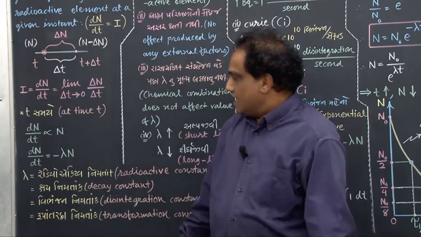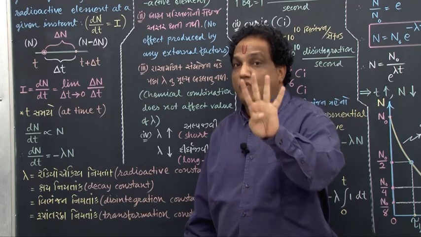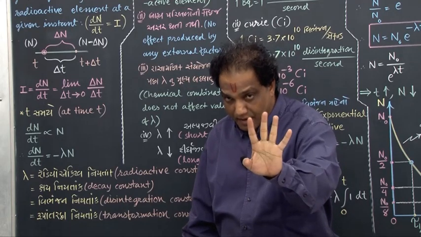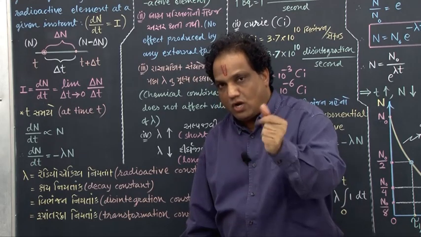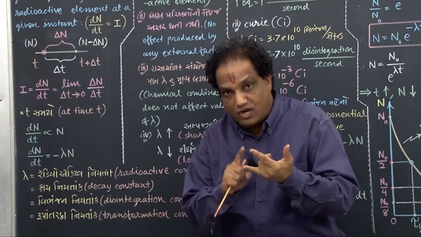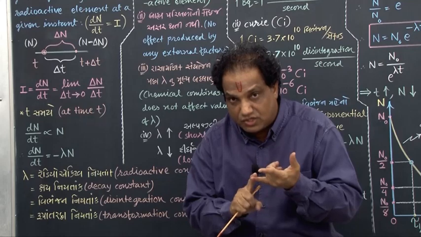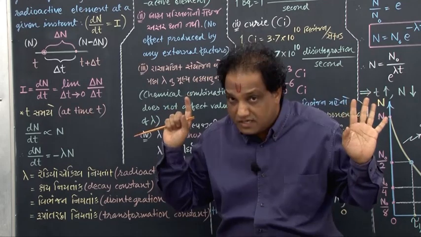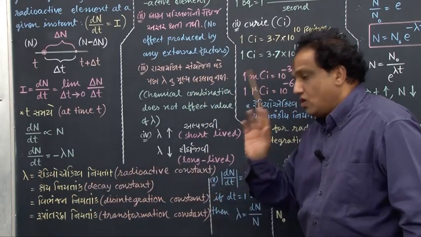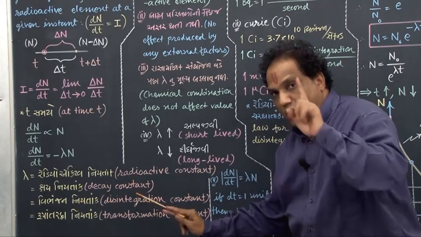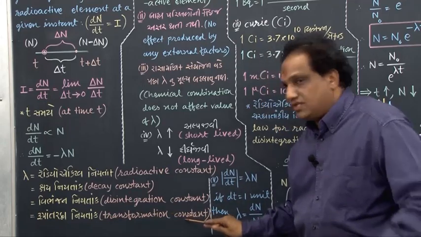That is why. Now this proportionality constant lambda, in physics we have given totally 4 names to it. Remember, there are 2 names given in the textbook. The other 2 names we will also see. Look, lambda is called radioactive constant or decay constant or disintegration constant or transformation constant. I repeat, lambda is called radioactive constant or decay constant or disintegration constant or transformation constant.